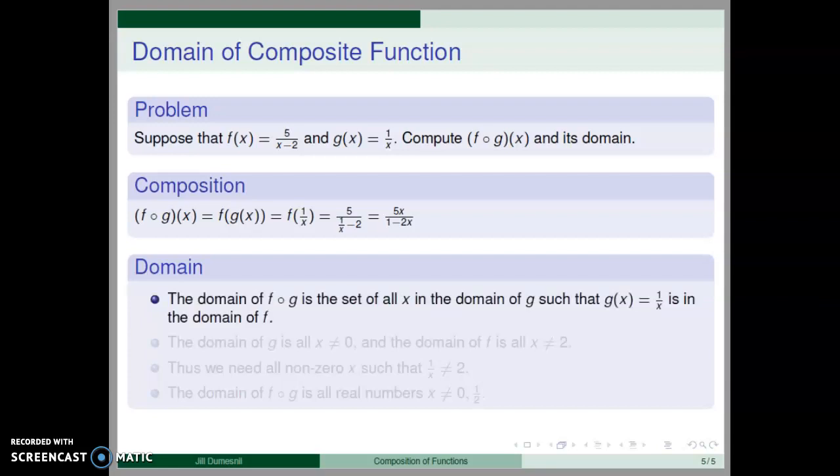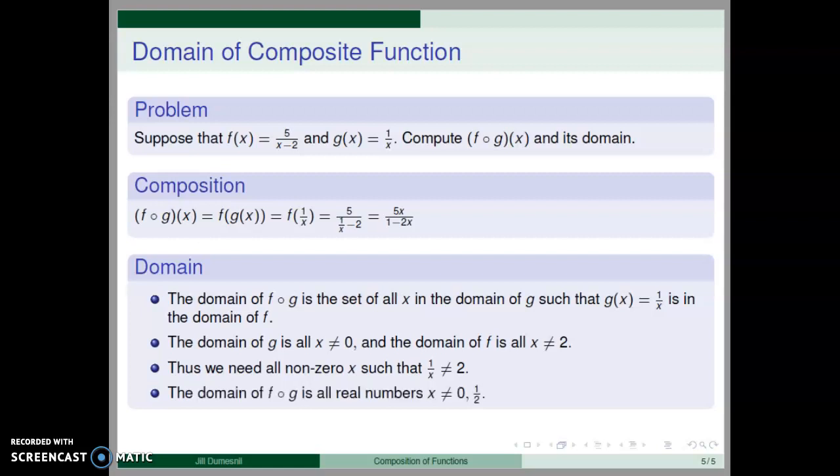From the definition of composition, we know that the domain of f∘g is the set of all x in the domain of g, such that g(x) = 1/x is in the domain of f. The domain of g is all non-zero x, and the domain of f is all x except 2. Thus, we need all non-zero x such that 1/x is not 2. The domain of f∘g is therefore the set of all x except 0 and 1/2.